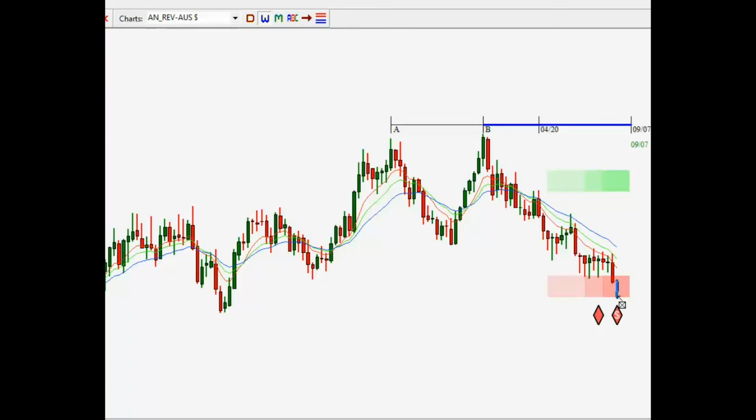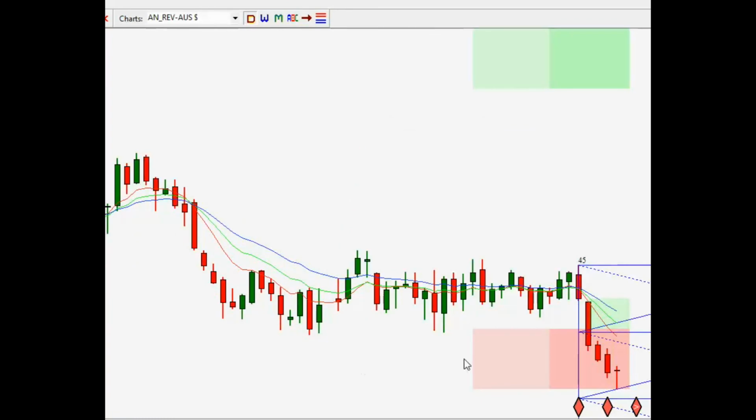So Australian dollar, people, looking pretty good to start making a bullish run in both time frames, the weekly and the daily that we see right here. But for a short term, expect at least one higher high price bar at the very least for you day traders.